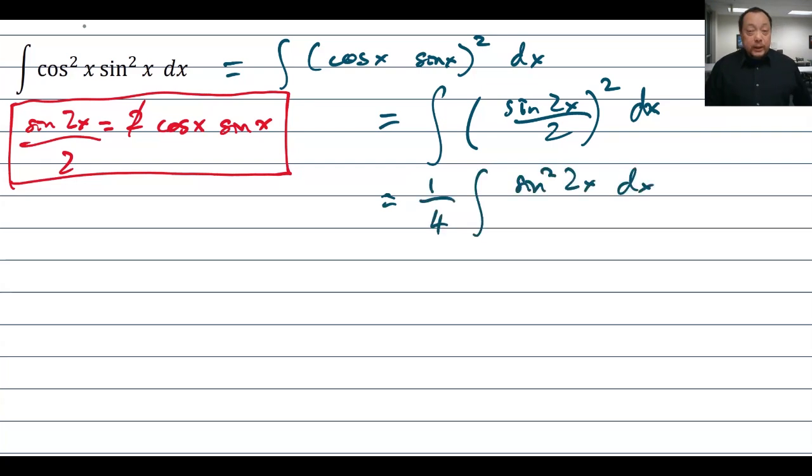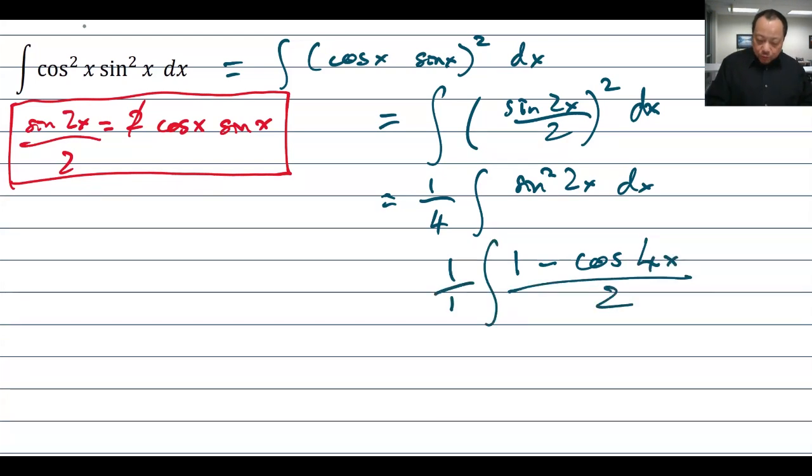I have sine squared. What do I do with sine squared? I do the same thing as before: the double angle formula of cosine. Sine squared becomes 1 minus cosine of double the angle. So now it's 4x over 2. And then I still have the 1/4 on the outside.